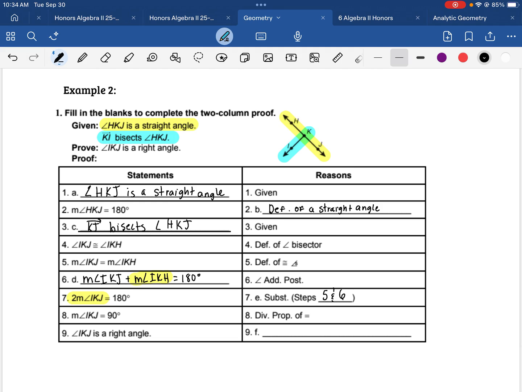And then divide both sides by your 2. So the measure of angle IKJ is 90 degrees, which is the division property of equality. The last step, what we were trying to prove all along, is that angle IKJ is a right angle, and this is just going to be by the definition of a right angle.